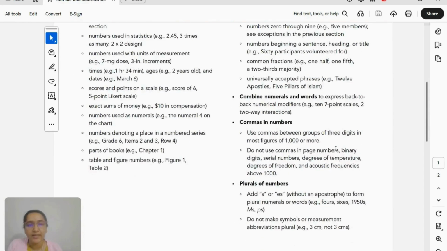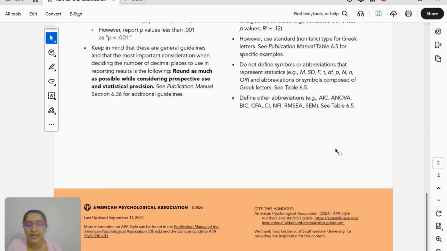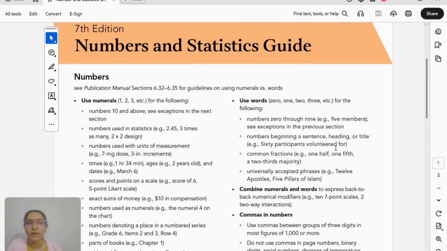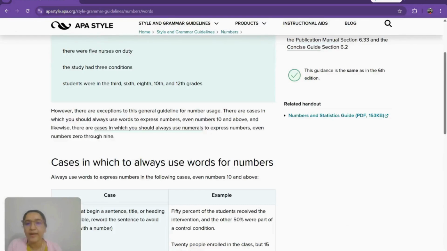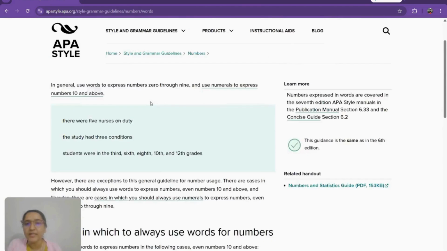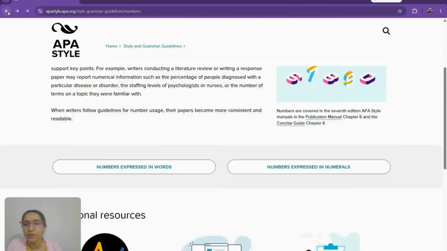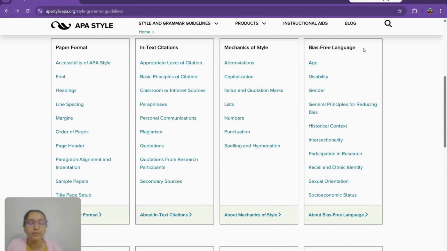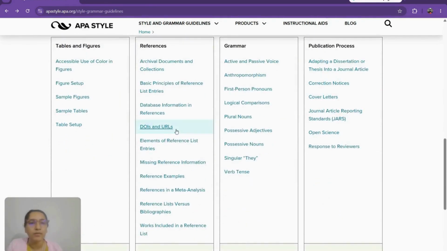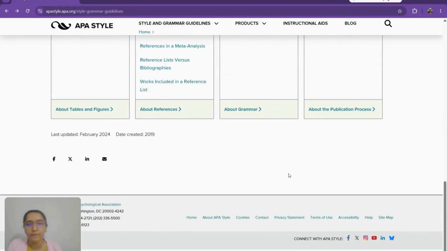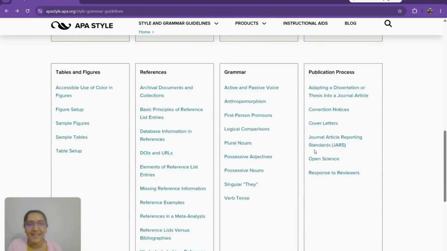So these are the summary guide for use of numbers, decimals, and statistical values when writing in APA style. I hope you found this video useful, and you can refer back to apastyle.apa.org for guidance on other topics like language, references, grammar, or others. So you know where to go. So that was all.